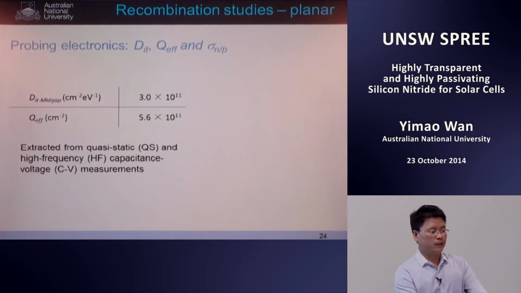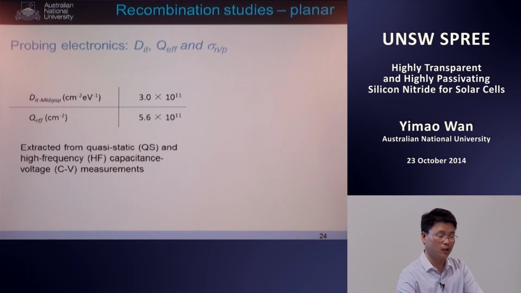And then we probe the electronic properties using CV. So the DIT and the charge can be extracted from the high frequency and the quasi-static CV curves. And the DIT for our optimum film is 3E11, and the charge is around 5.6E11.